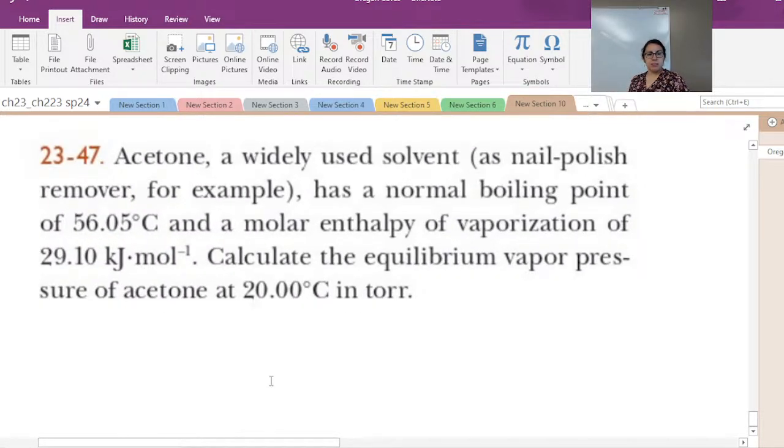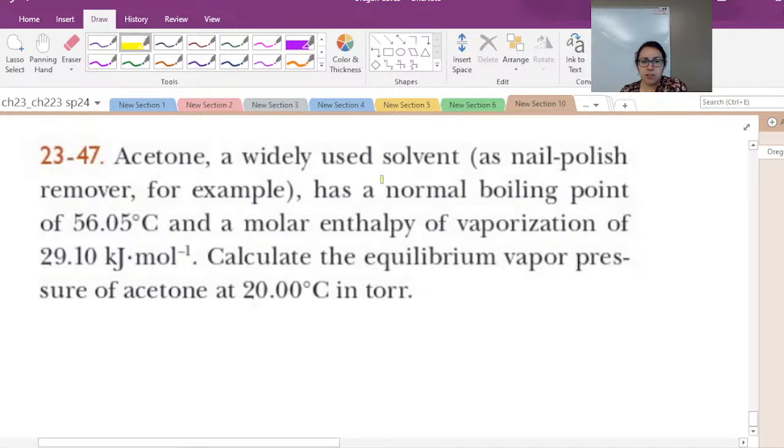We have acetone, which is used as a nail polish remover, and we're given its normal boiling point and the enthalpy of vaporization. Calculate the equilibrium vapor pressure of acetone at 20 degrees Celsius in torr. I'll at least highlight this phrase, normal boiling point, which might be key.